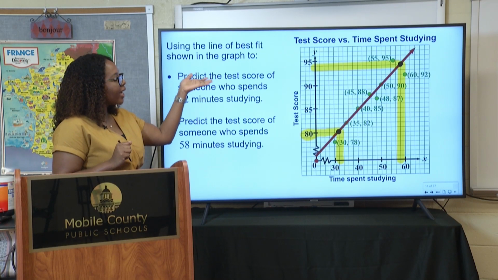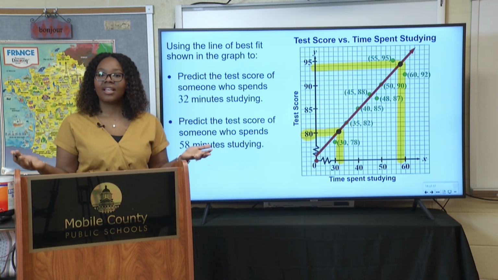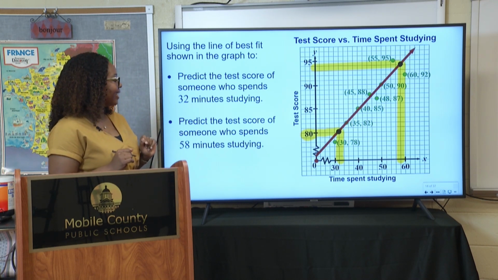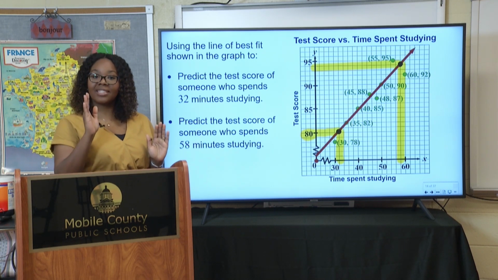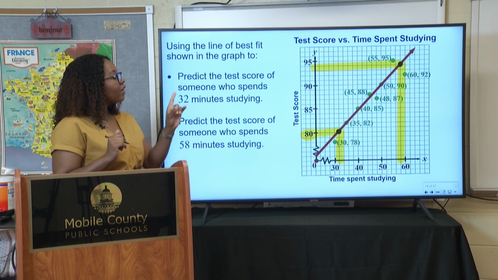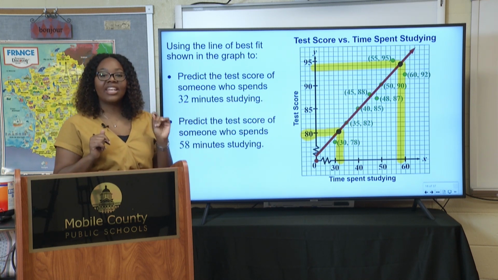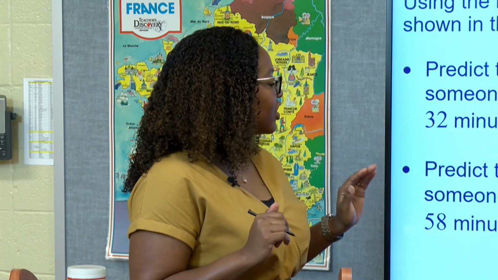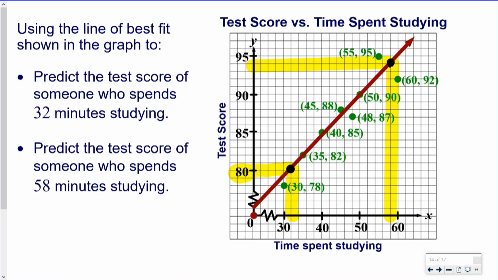Well, if I look at the y-axis between 90 and 95, there are 5 tick marks. So it's very evident that we're counting by 1's on the y-axis. So if a student studies for 58 minutes, I travel up to my line of best fit, and then I travel over to the y-axis because that's where our test score is located, and notice that it is right beneath 95. So if a student spends 58 minutes studying, that student can expect to score a 94% on their test.